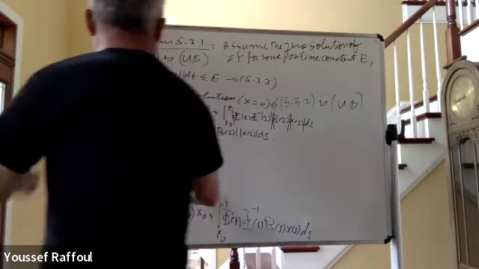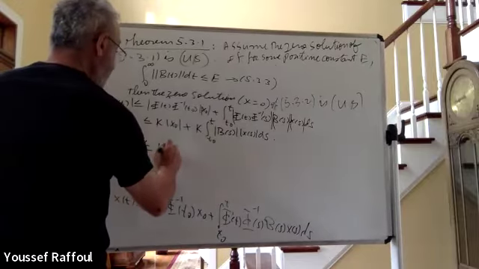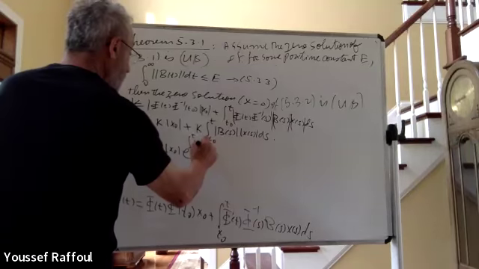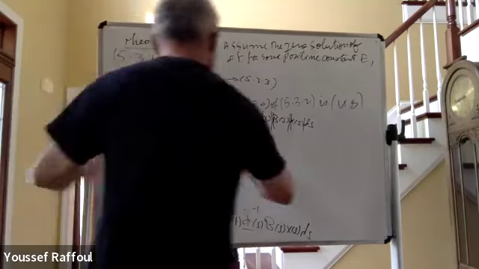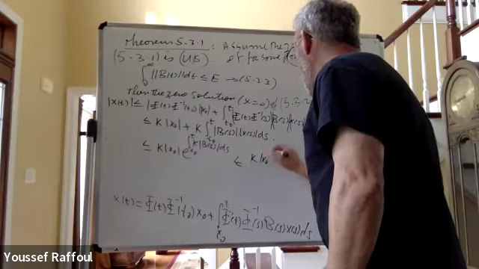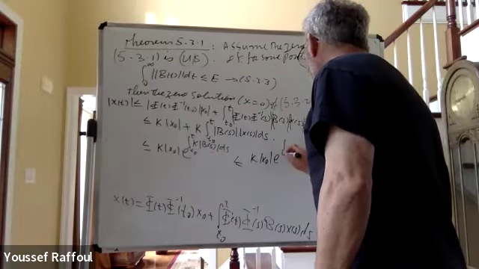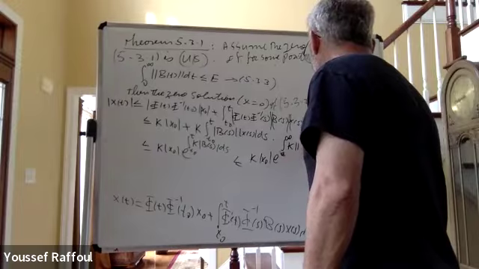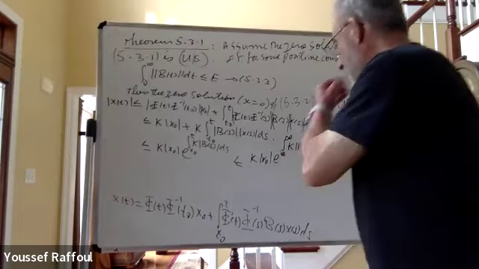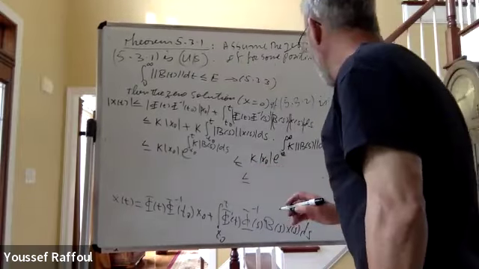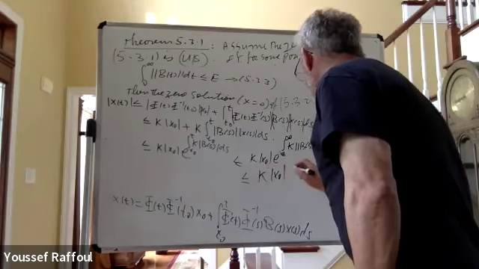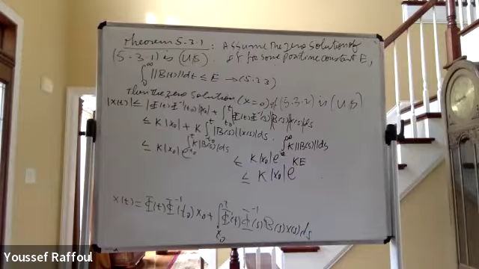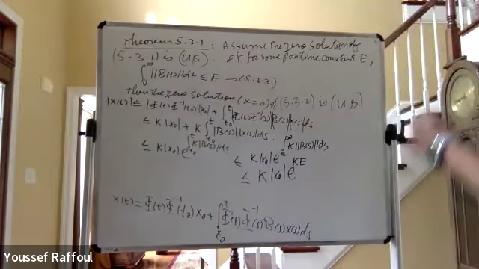By Gronwall's inequality, this is less than or equal to k x naught e to the integral from t naught to t of k b(s) ds, and this is less than or equal to k x naught e to the integral from 0 to infinity of k b(s) ds, and this is less than or equal to k x naught e to the k e. Remember what this is?